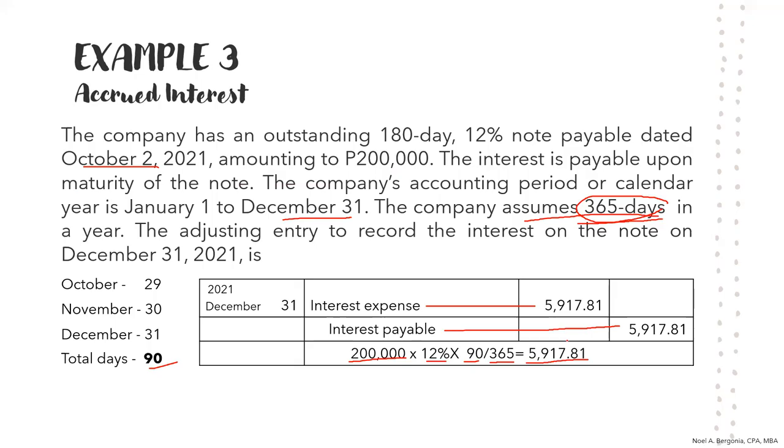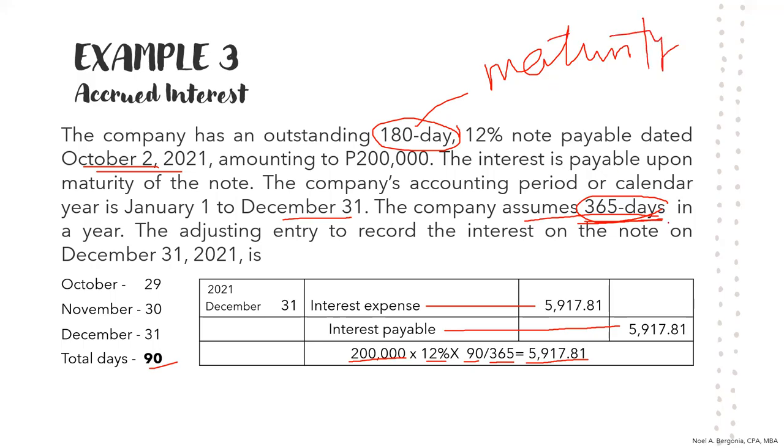Tignan ninyong maigi kung 360 or 365. Ilang araw, no, yung pagbibilang class, I hope that you can do it properly, yung counting of days. Okay? So because it will affect our amount in the journal entry. So that's our example number 3, no, about accrued interest, with 365 days. Sir, tanong ko nga ulit, bakit hindi po 180 yung ginamit natin? 180 days is just referring to the maturity date. Okay? Kung gaano katagal natin bago mabayaran.